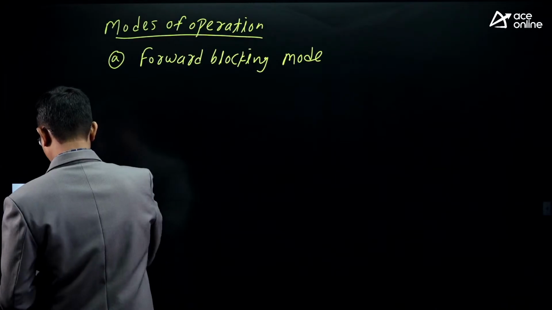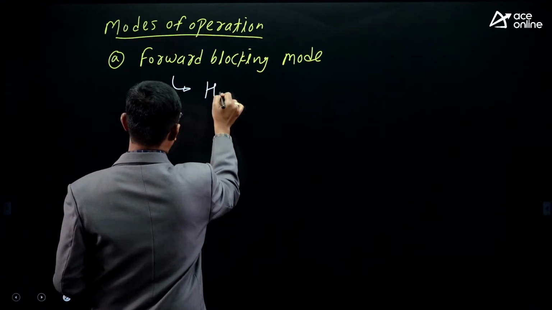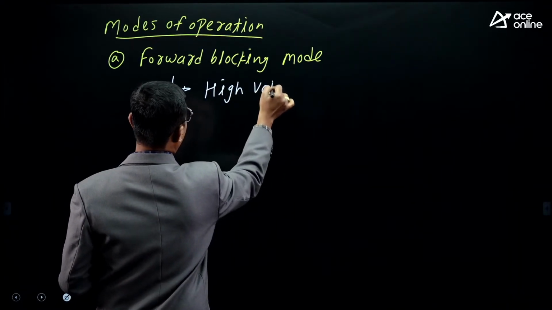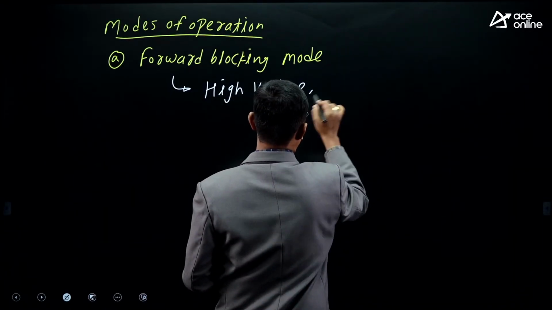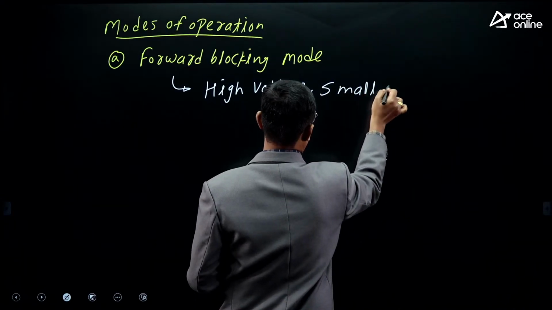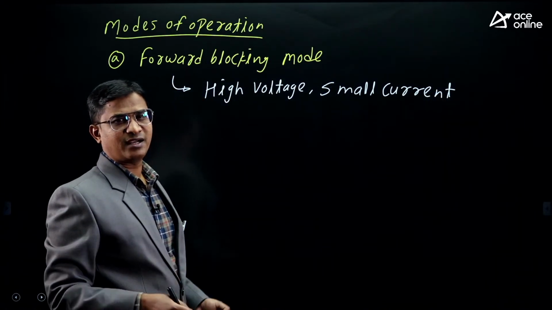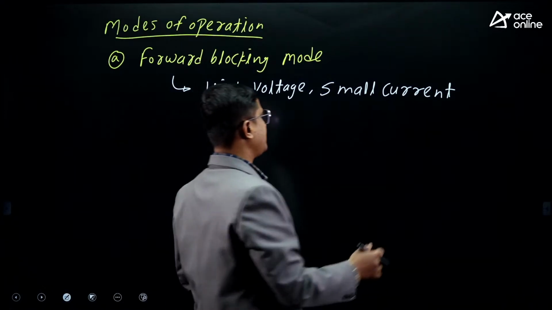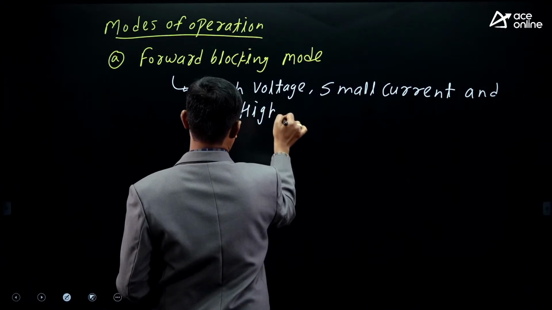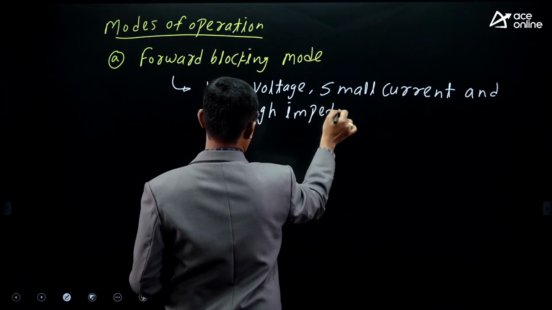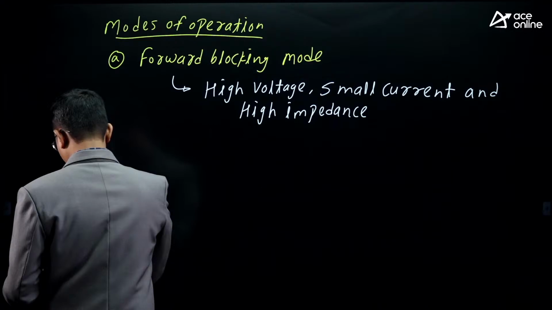During forward blocking mode, SCR is characterized with a high voltage and very small current. High voltage and small current. So if voltage is high, current is small. So what is the impedance? Impedance is high. Alright, forward blocking mode.